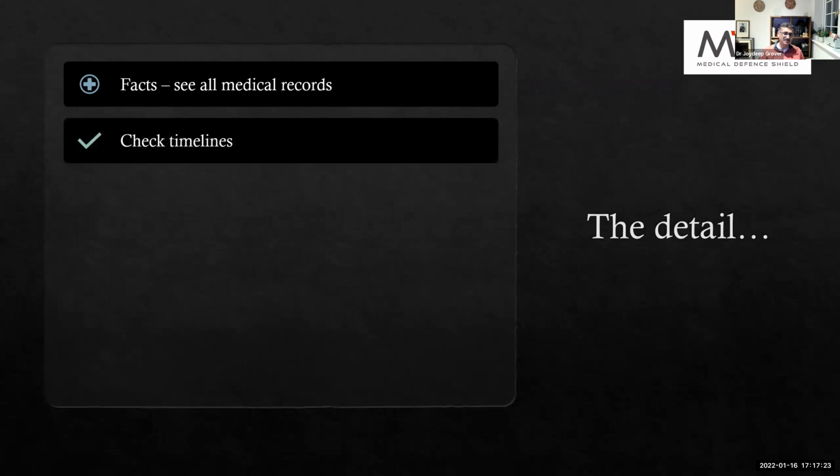And timelines, when did what happen? When did a particular treatment happen? When was a particular treatment requested? When was the treatment actually done? What actually went on? The timeline is really important.